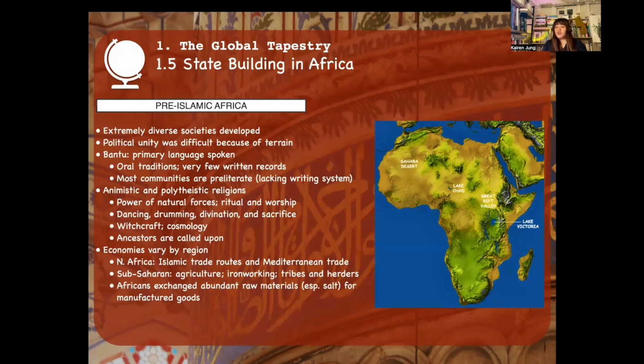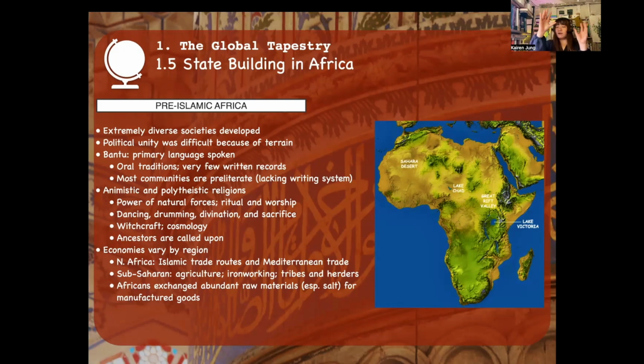And you had Bantu being the primary language system. Oral traditions were passed down generation to generation, so you had very few written records, and a lot of the communities were pre-literate. They lacked a writing system. The religions tended to be animistic and polytheistic, and the economies varied by region.